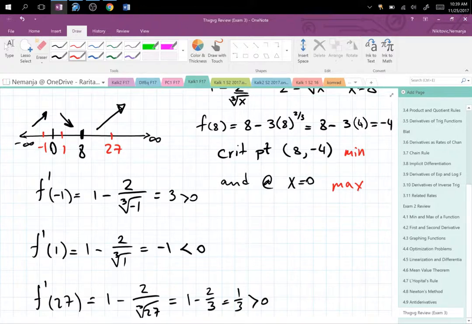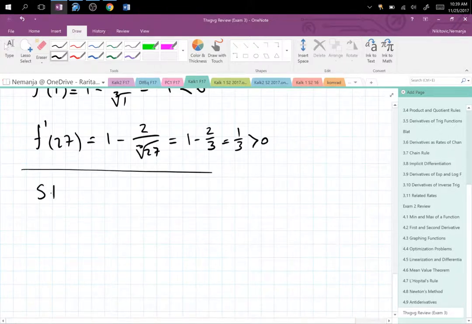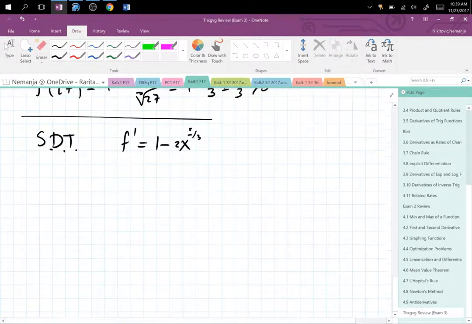But we'll have to investigate that more. So now that we are done with the first derivative test, we have all the increase and decrease intervals. We are going to jump into the second derivative test. Now the first derivative was 1 minus 2x to the, what was it? Negative 1/3.